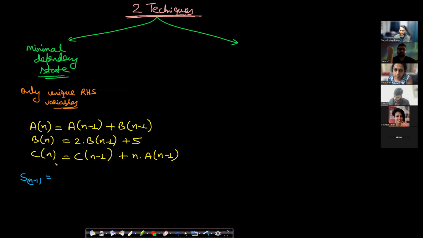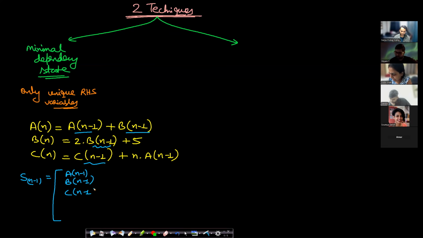Okay. So if you are confused why not S of n, I gave you the reason. So can you find out the unique values? A of n minus 1 is one value. Can you proceed? B of n minus 1, C of n minus 1. Then A of n minus 1 is done. I think for accounting for the constant, you have to add a 1, because 1 plus 5 is there, right?